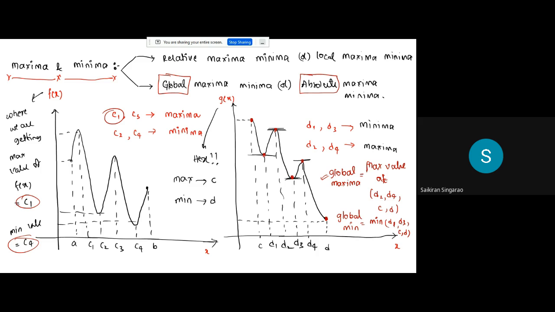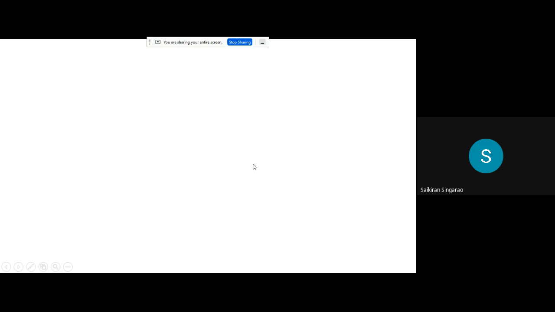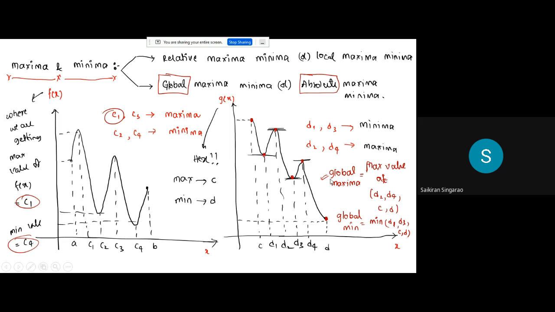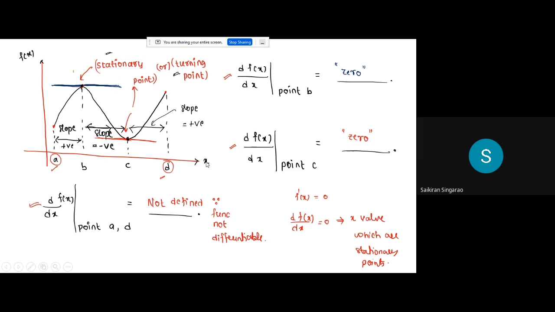So, my point is, I think you understood how to at least identify local maxima, local minima, global maxima, global minima, right? So, how to do the numerical is very simple. How to do the numerical, sir? You do the f dash of x equal to 0. Once you do the f dash of x equal to 0, what points do you get? You get all the stationary points or the turning points, also called critical points.